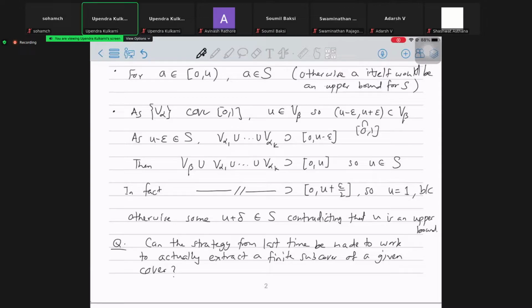Right. But remember, V alpha is an arbitrary open set. So maybe what you want to do is not consider the size of V alpha, but among all the V alphas that contain 0, take the one which contains the largest possible neighborhood of 0.